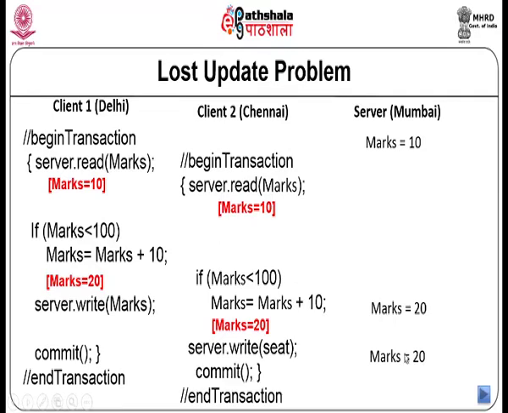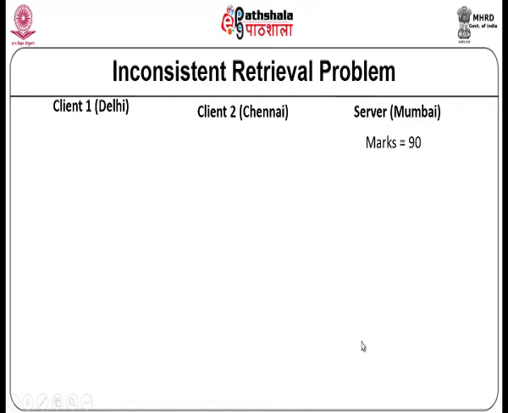Therefore, this is a wrong transaction. This is a lost update problem. So, the update by the earlier transaction is lost by the next update. The next problem is called the inconsistent retrieval problem.